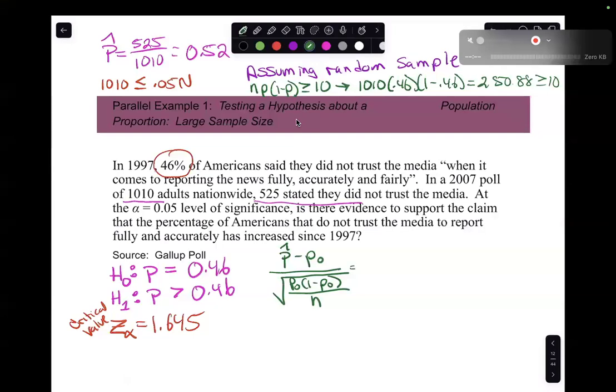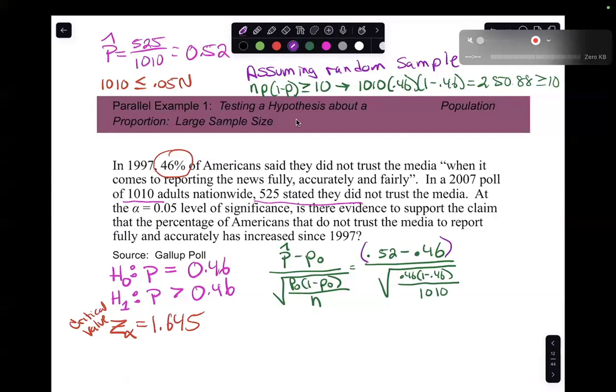So what this is going to look like is 0.52 minus 0.46 divided by the square root of 0.46 times 1 minus 0.46 divided by 1010. If you are really careful with parentheses, you can put this whole thing in the calculator at once. Put parentheses around the numerator. Otherwise, you're going to get something super funky. So if you're putting it all in your calculator at once, put those parentheses there.